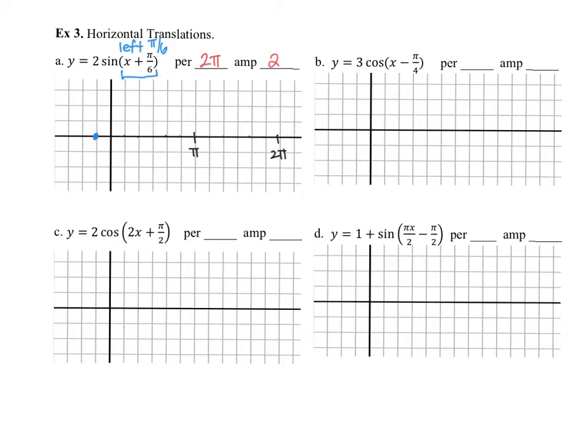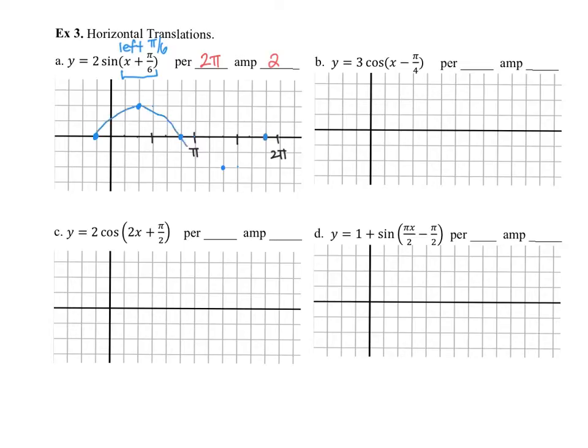Okay, at pi over 2, I'm going to mark pi over 2 so it's easier for me to see. At pi over 2, it normally goes up to 2 because of the amplitude, but because it's moving left pi over 6, I'm going to move it left pi over 6. At pi, it goes back to 0, but I'm going to move left pi over 6. At 3 pi over 2, we go down to negative 2, but I move it left pi over 6. And then at 2 pi, we get back to 0, but I'm moving it left pi over 6.